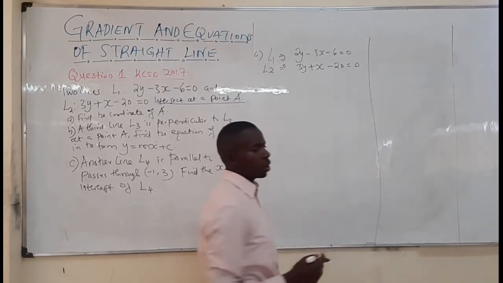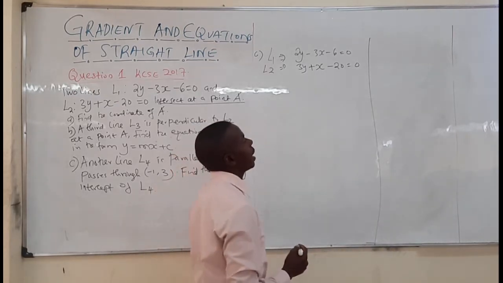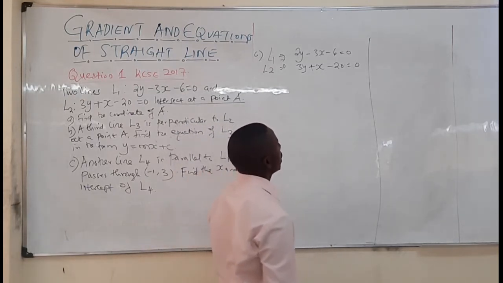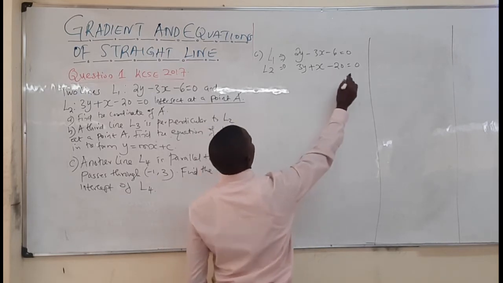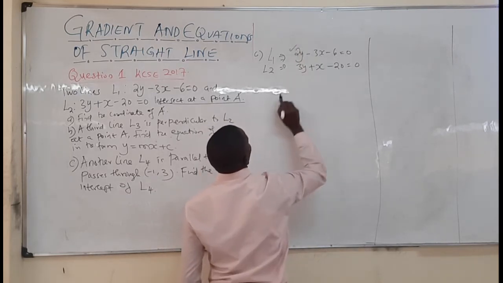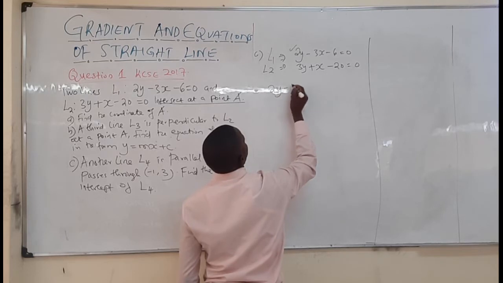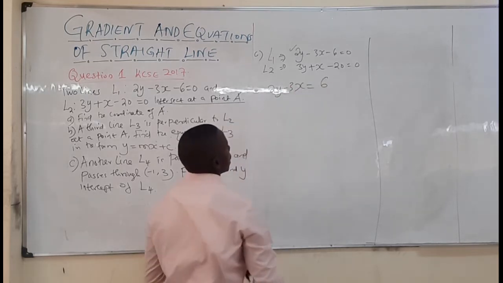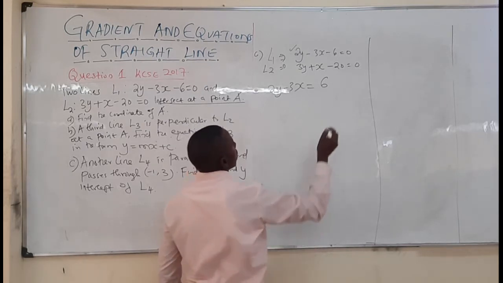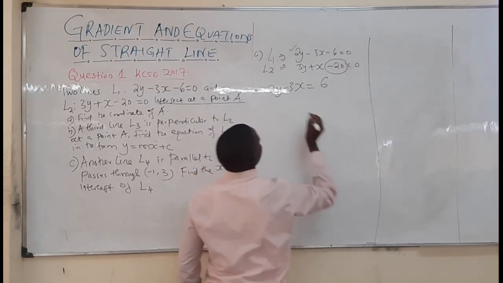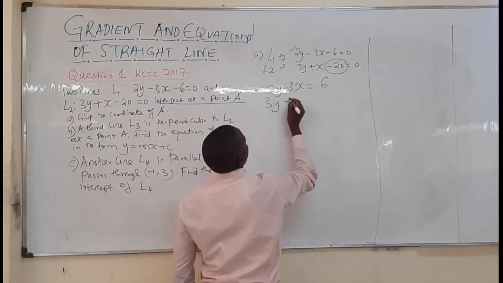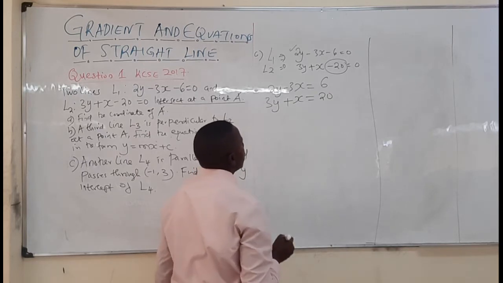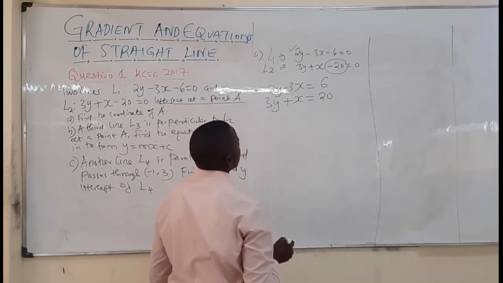Now the point of intersection of these two lines is given when you solve the two lines simultaneously, and you get the values of x and y. So we relate the equations. The first one is 2y minus 3x is equal to 6, taking minus 6 to the other side of the equal sign. We also take 20 to the other side, so 3y plus x is equal to 20. Then from there, you can solve using the various methods.